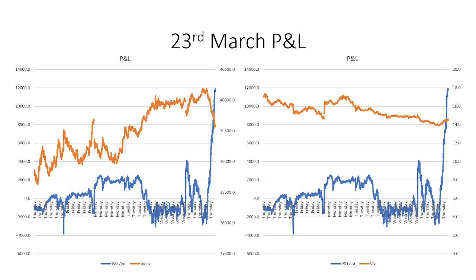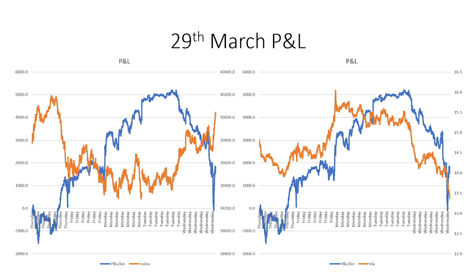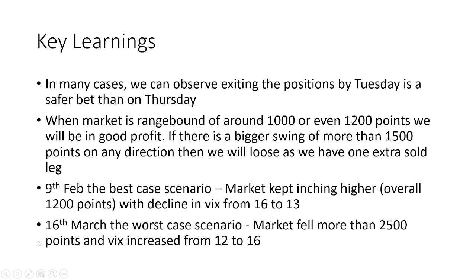And this again was not a problem. This also, we were never in the loss zone, a maximum of 1,000 loss. So this is also fine. So the key learning that we see is that when the market is range bound, a maximum of 1,000 to 1,200 points in either direction, we won't be in trouble and we'll be in a good profit.